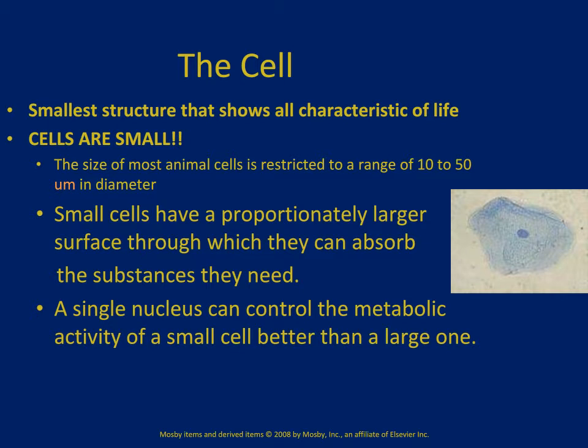And the reason that cells are small is that small cells have a proportionally larger surface area through which they can absorb substances they need. That is, they can move things across the membrane a lot easier if they have a smaller internal volume to a larger external surface area. Another reason that cells are small is that a single nucleus can control the metabolic activity of a small cell much easier than it can a large one.